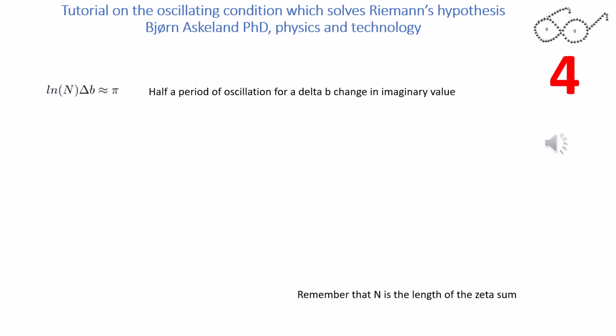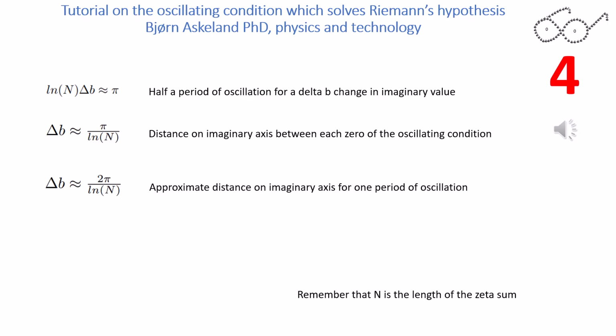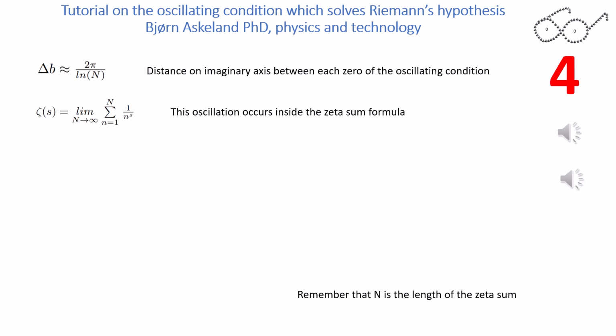And I get half a period at 180 degrees, or pi radians. Delta b for half a period is then given by pi divided by the natural logarithm of n. One period is then given by 2 pi divided by the natural logarithm of n. The frequency of this oscillation increases with the length n of the zeta sum. I have in video 1 proven that this oscillation occurs inside the zeta sum formula.